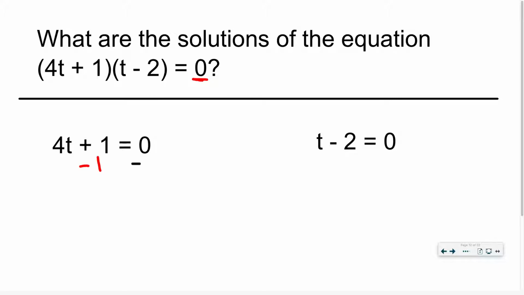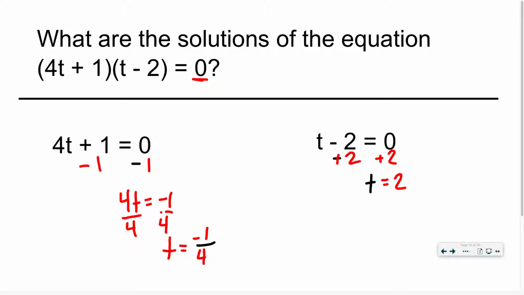Subtract 1 from both sides. And then divide both sides by 4. So t equals -1/4. How about this one? Add 2 to both sides. So t equals 2. So by finding those solutions, what did you just find?